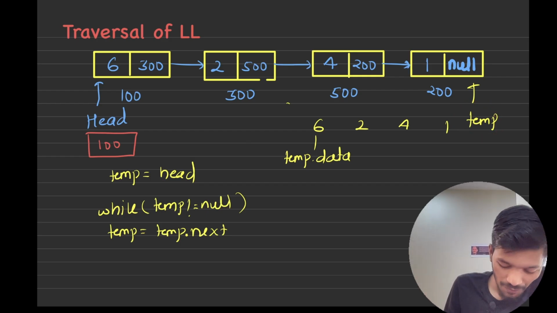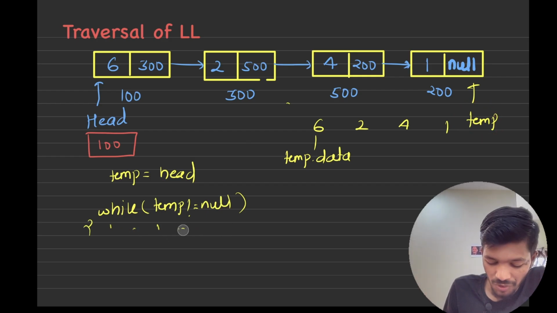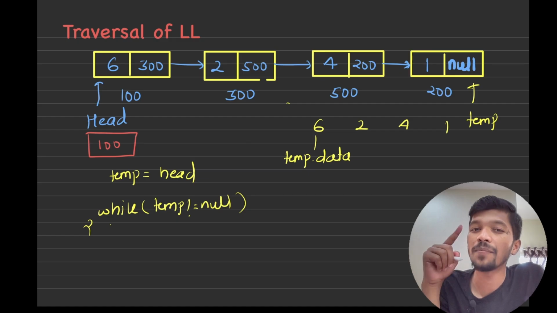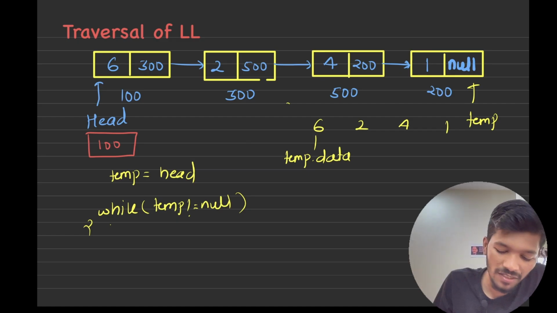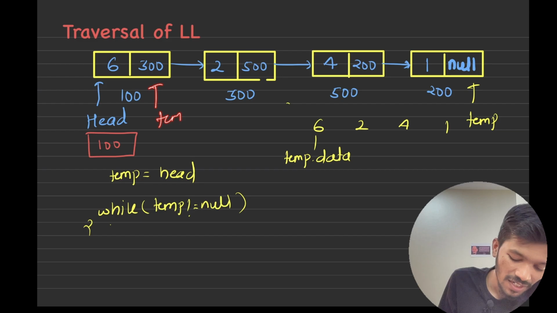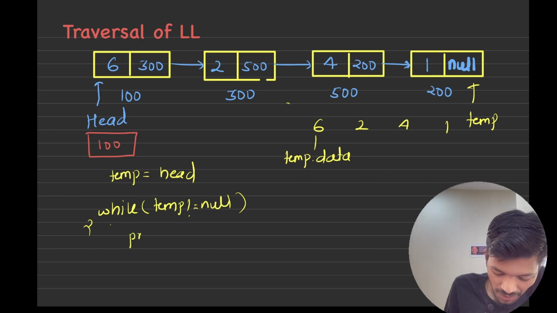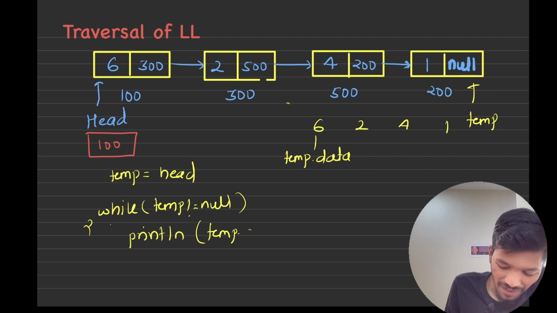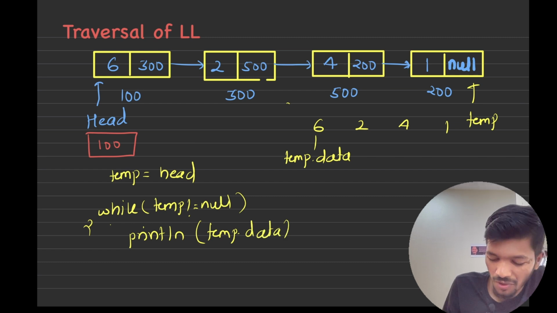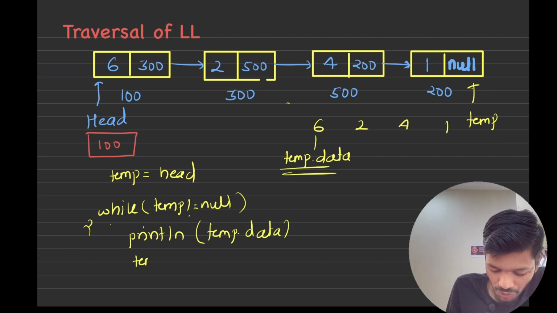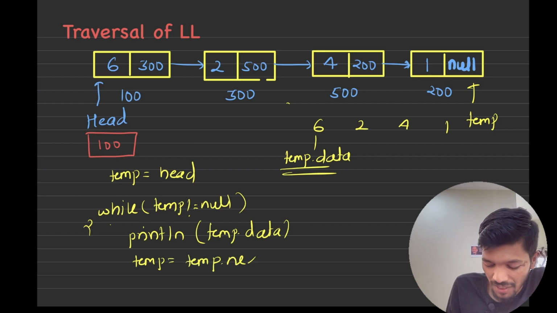But before I move ahead, don't I need to print the element present at that node, right? Let's suppose I am pointing towards 6. Before I move to the 2, I need to print the 6, right? So what I will do is simply write println of temp.data, right? This is what we wrote, and then I need to move my temp to the next location, that is nothing but temp.next.